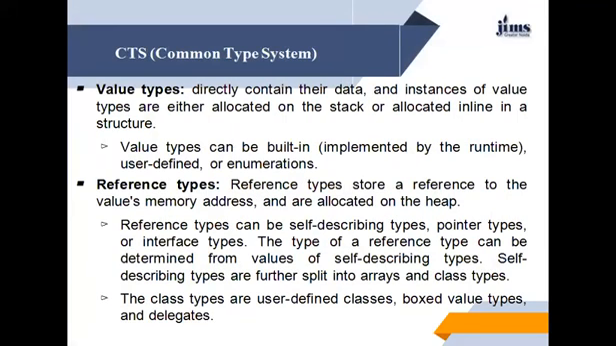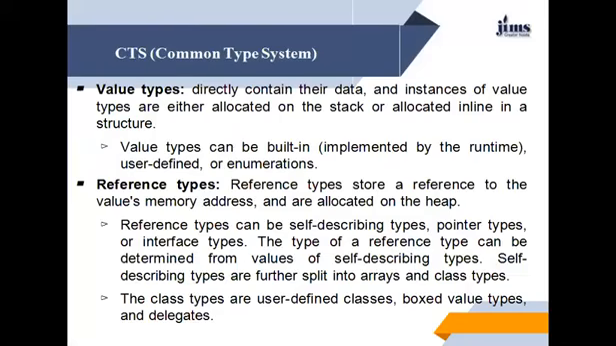First of all, we will see the meaning of value types. Value types directly contain their data, and instances of value types are either allocated on the stack or allocated inline in a structure. Value types can be built in, implemented by the runtime, user defined, or enumeration. So value types can be built-in data types, user defined, or enumeration.